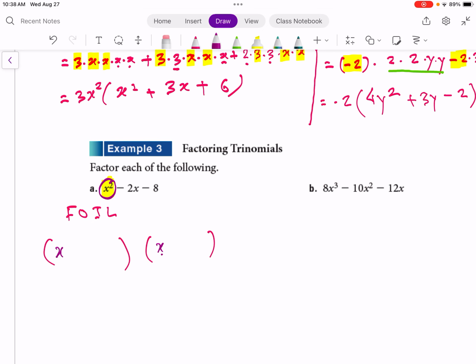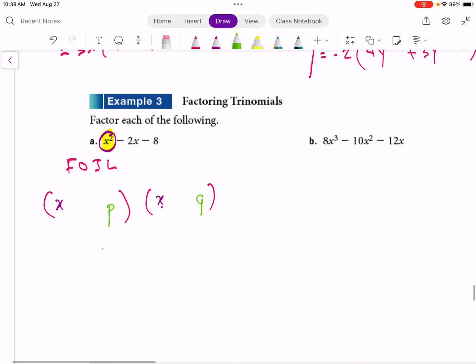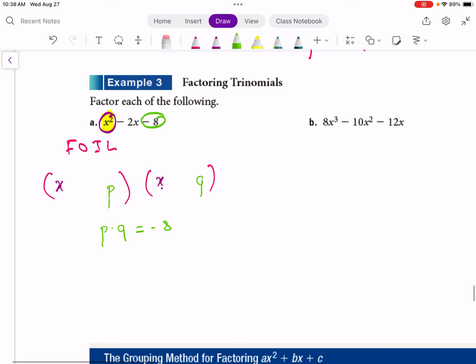Now, next we have to find 2 numbers. Let me write down p and q right now. We don't know what those p and q are. Now we need to find 2 numbers p and q whose product has to be the constant -8, and the sum of these 2 numbers has to equal the coefficient of x, which is -2. Now think of 2 numbers whose product is -8 and sum is -2.